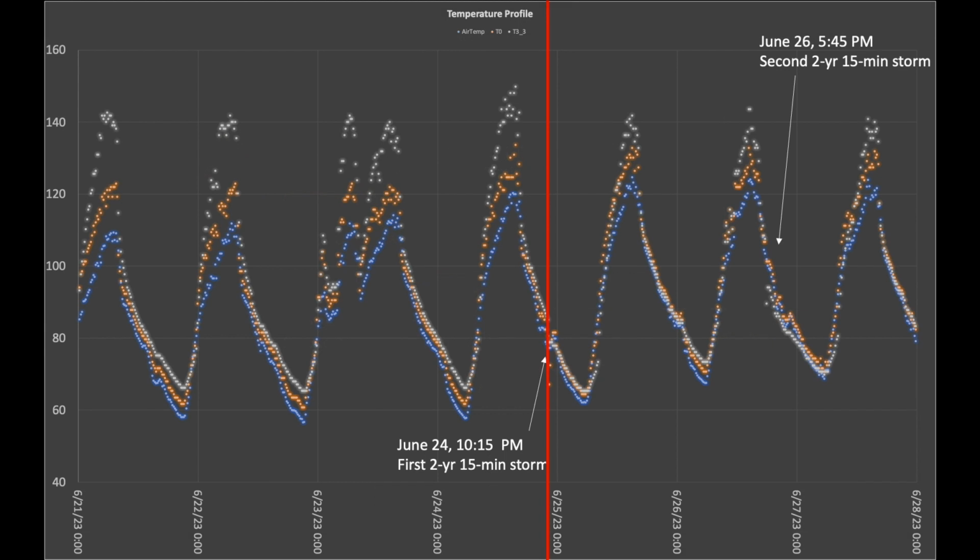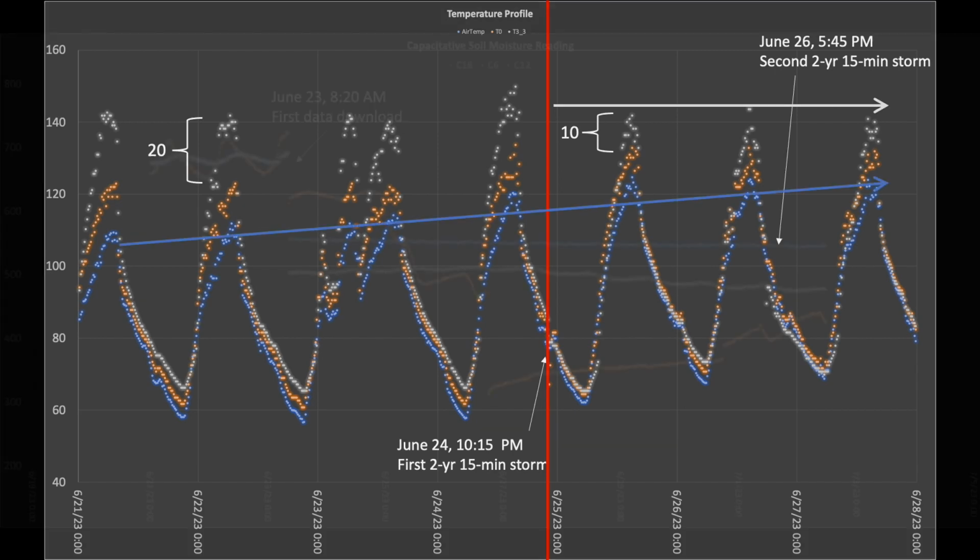Temperature sensors placed at ground level and 3 inches above ground will report up to a 20 degree Fahrenheit difference in dry conditions during the summer. That difference is halved to 10 degrees Fahrenheit in response to a simulated 2-year 15-minute storm. The change results from air temperature at ground staying flat even as general ambient air temperatures are increasing.